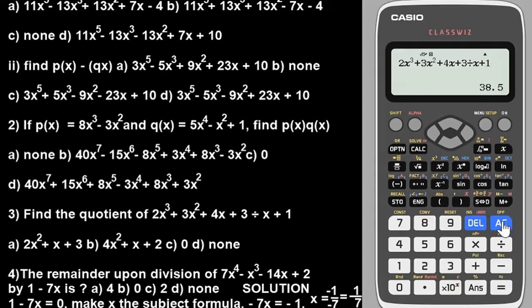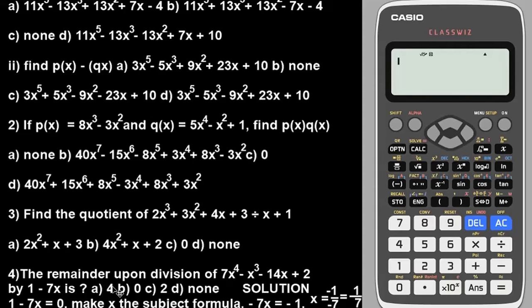So when it comes to quotients, don't make use of this division. Use this button for it. Very important, guys. Don't go and make such an unnecessary mistake. That is for quotient. Well, lastly, let's look at the remainder upon division. That's question 4. It says the remainder upon division of this polynomial by 1 minus 7x is what?